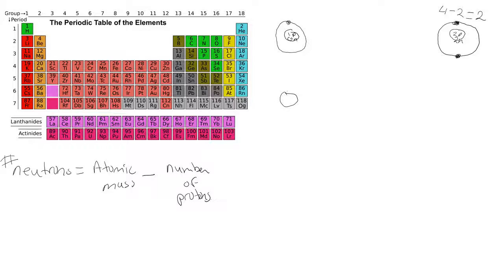Okay, so we got 3 protons. This is a 3, by the way. I don't know why it's disappearing. So 3 protons. The atomic mass for lithium is about 7 atomic mass units. Subtract 3, it's going to give us 4 neutrons. So I'm going to go ahead and put 4 neutrons here.